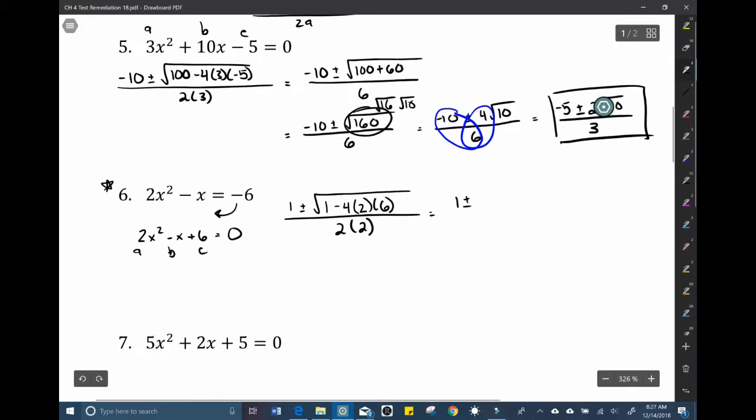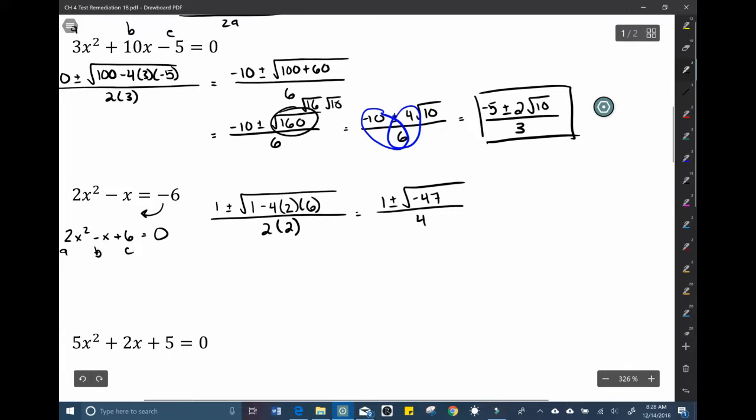Simplify that out, 1 plus or minus square root 1 minus 4 times 2 times 6, negative 47, all over 4. Let's see if any perfect squares go into 47. I don't believe there are any, but one thing to pay attention to, the negative. Okay, 1 plus or minus i roots of 47 all over 4. Some students forgot that i, so don't do that, please.